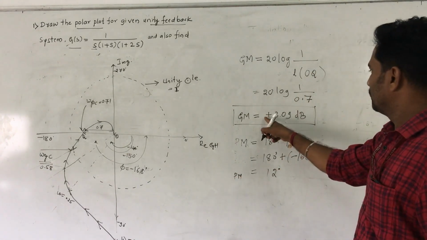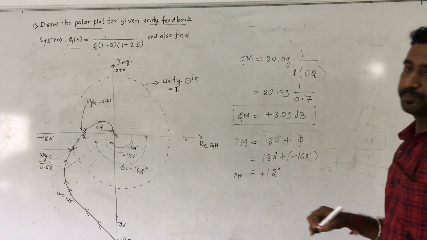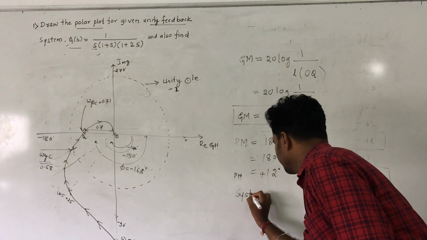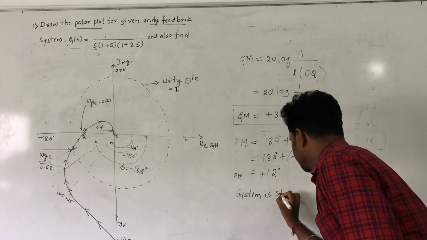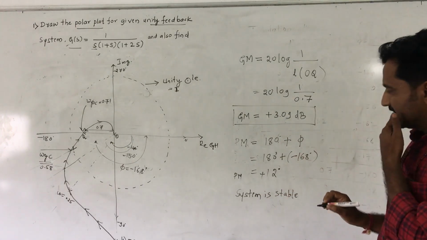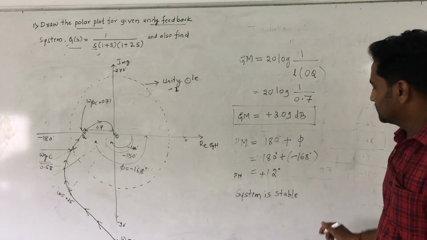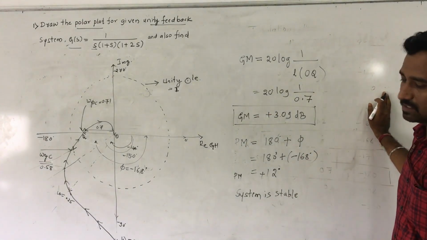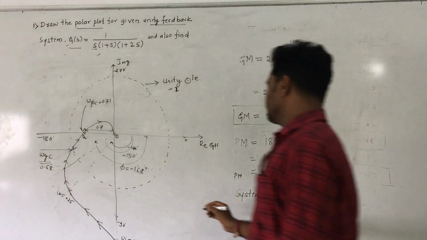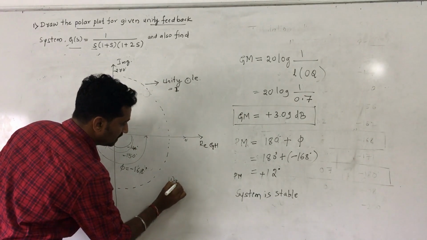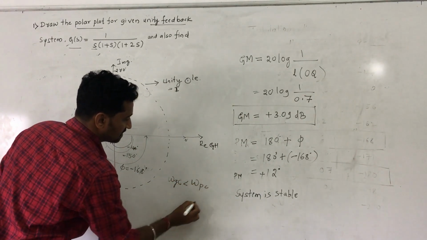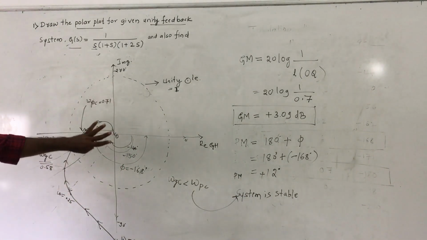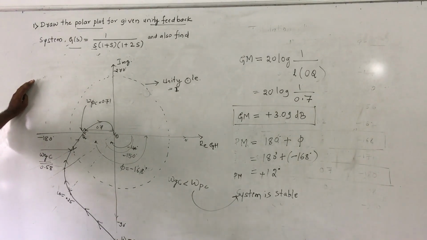You can observe here that both GM and PM are positive. Both PM and GM are positive, so the system is stable. If GM and PM are negative, then the system will be unstable. In this case, for the given G of S, the system is stable. One more point we can say is that if the condition is that omega Gc is less than omega Pc, in this case also the system will be stable. In detail, I shared the summary in the notes, you can refer to it. We'll stop here now.